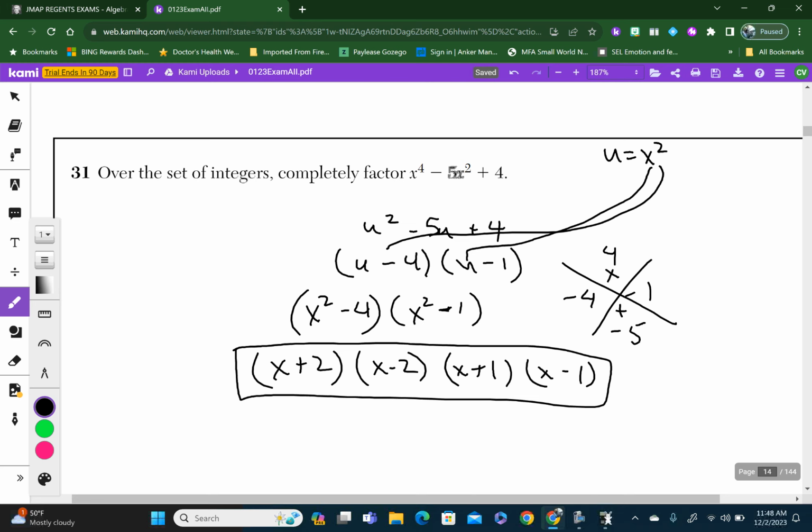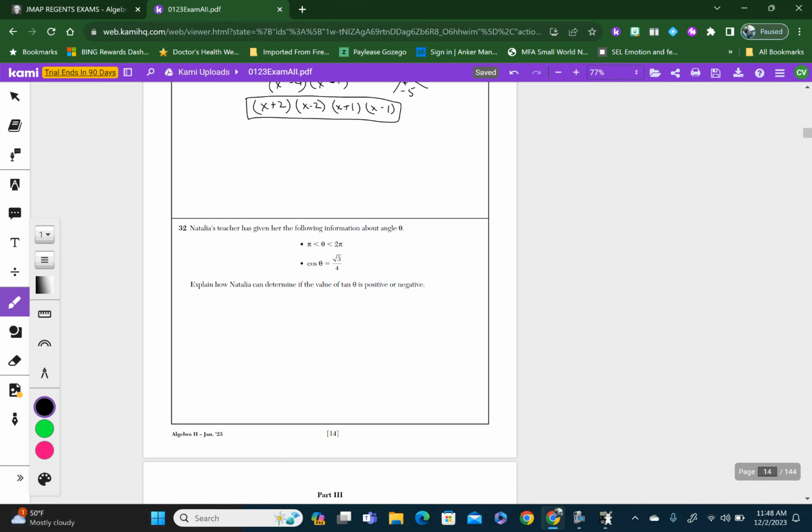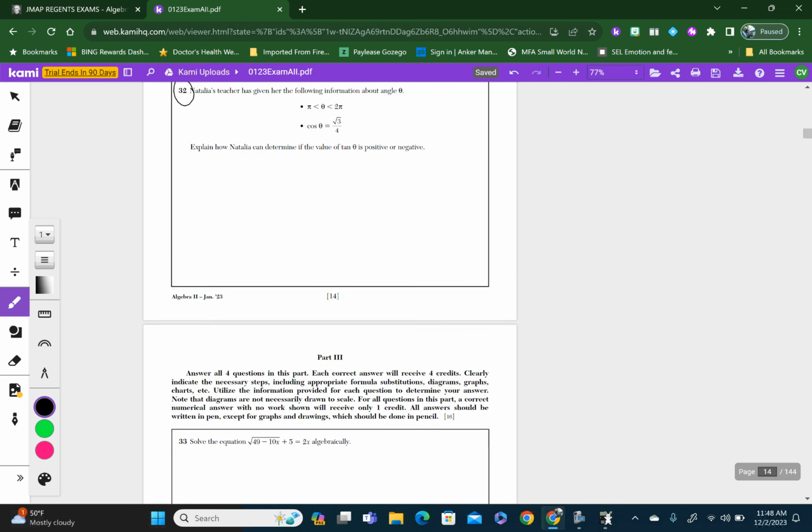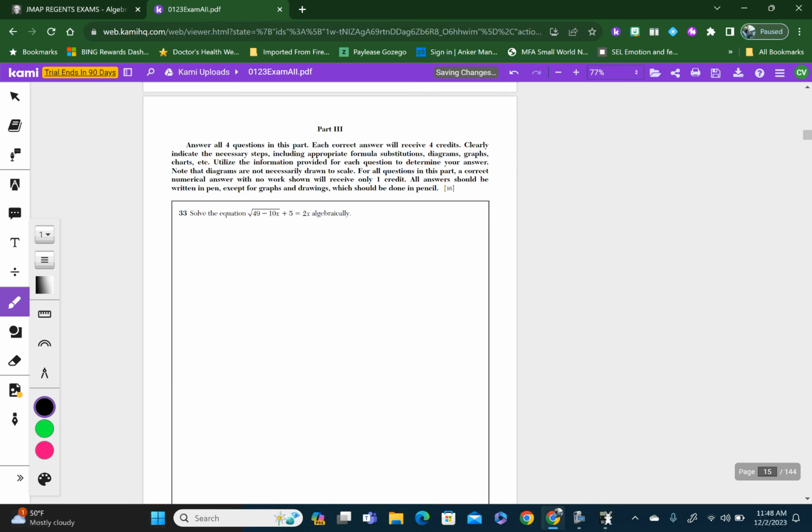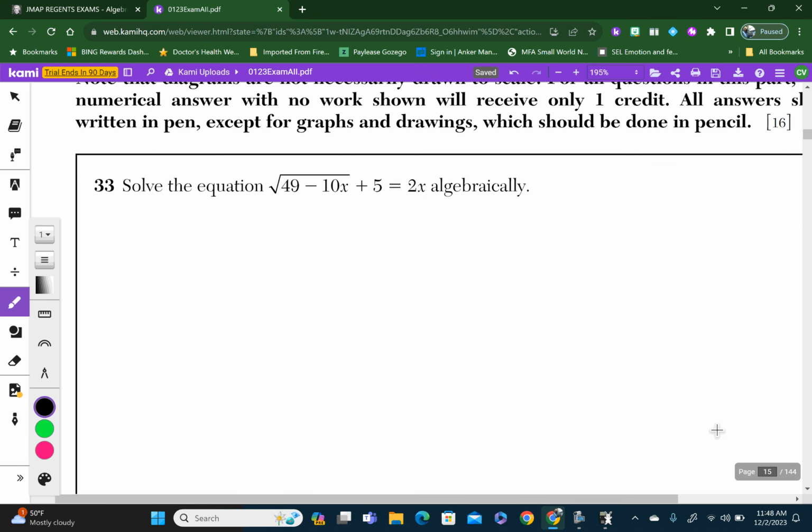We notice we didn't skip a lot. 32 we're going to skip for now. Solve this. This is straight. We did this in lesson 2. So minus 5, get the weird thing by itself. This is my weird thing. So minus 5 here. So I have square root of 49 minus 10x.